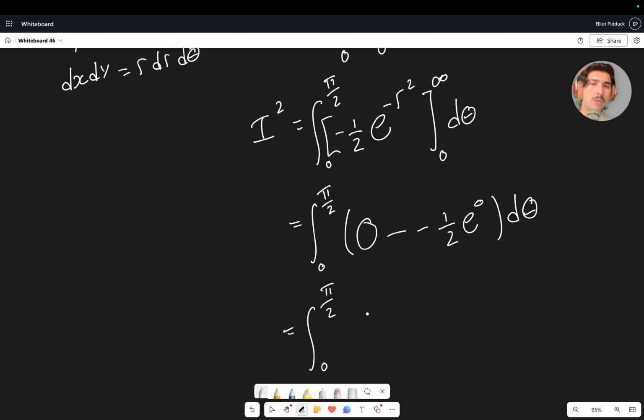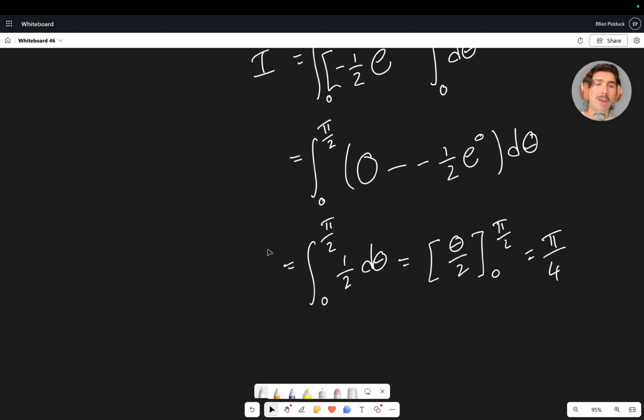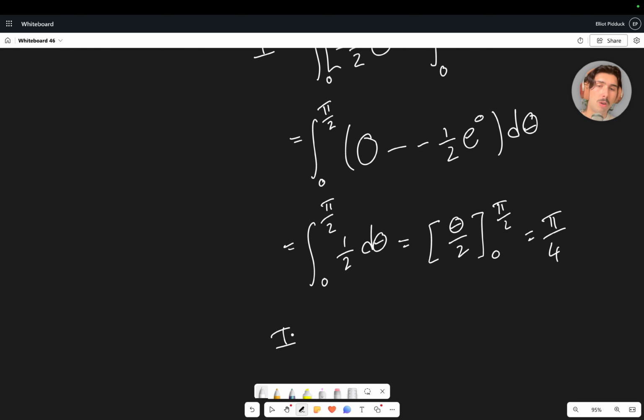So we've got the integral from 0 to pi over 2, and then this is just the number 1/2 d theta. Integrate 1/2, you get theta over 2. Then we can plug our values in, and we have pi over 2 divided by 2, which is pi over 4. That's pi over 4 minus 0 over 2, so it's just pi over 4. So what we've found is that not I, but I squared is pi over 4.